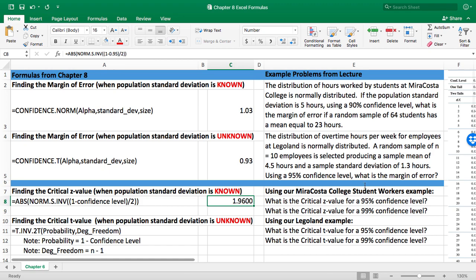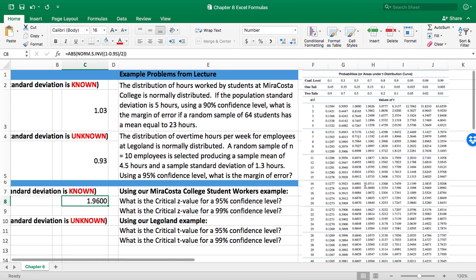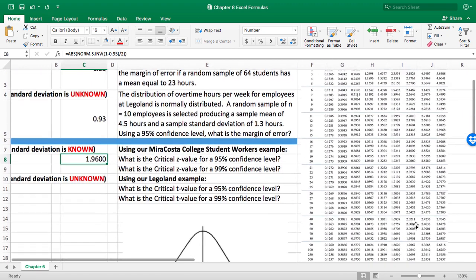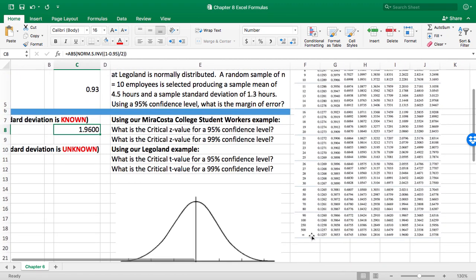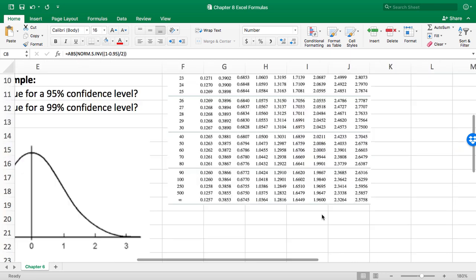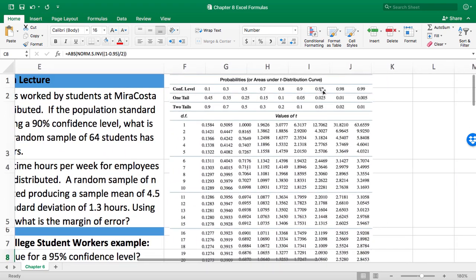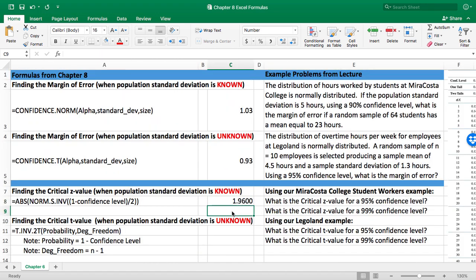And if you'll notice, if you go over to Appendix F, and scroll down to the bottom where there is the infinity sign, you'll see here the z-values at the different confidence levels, because the infinity row here reflects where the t distribution meets the standard normal distribution. So here's our 1.96 right here, based on our 95% confidence level up here. Let's do one more.